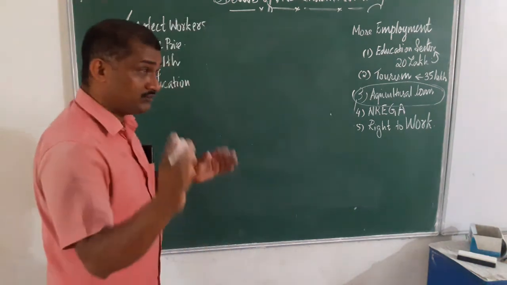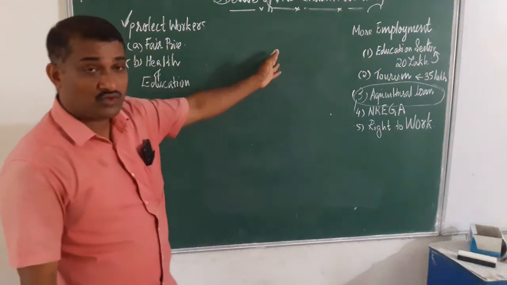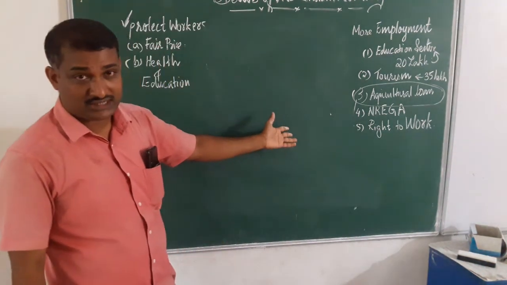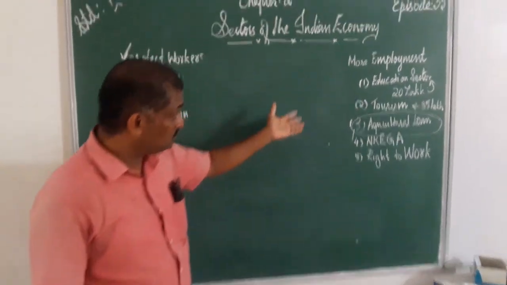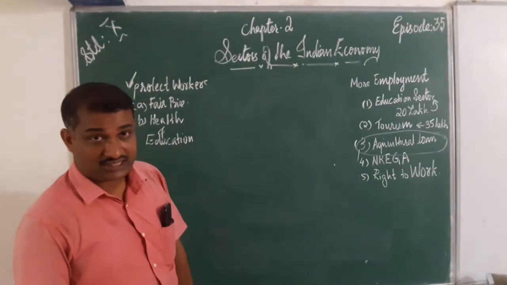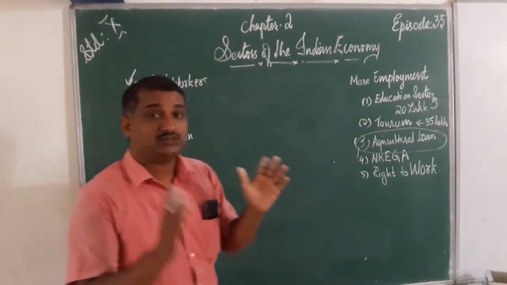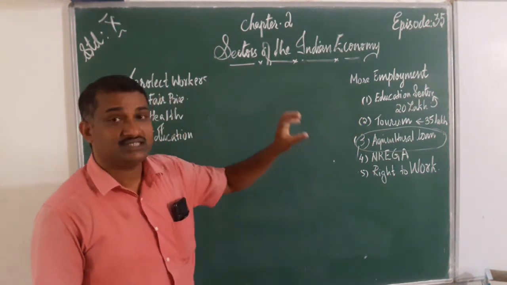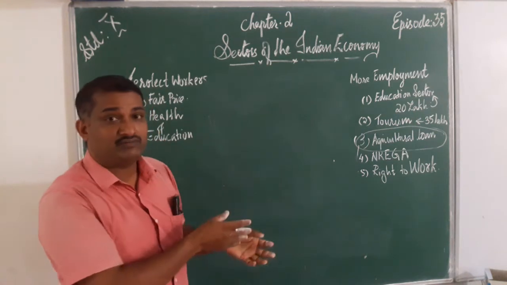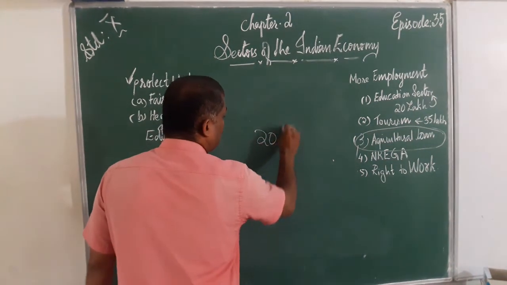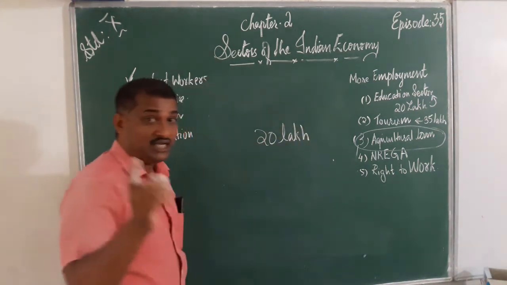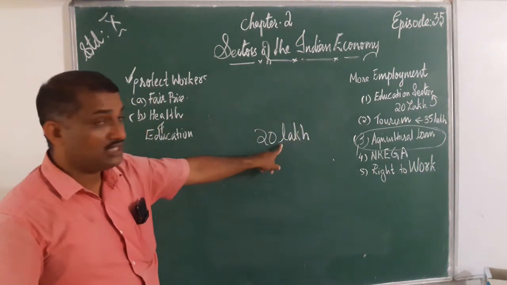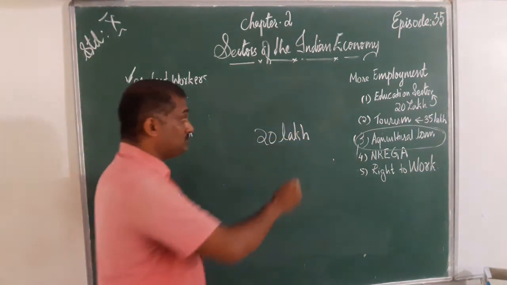Next time we will describe the organized sector and unorganized sector, the importance of each, then the problems related to the unorganized sector and the job security of the organized sector. Afterwards, I will explain how the government is providing more employment opportunities to the people. If your education is developed, definitely in the education sector itself, 20 lakh people will get jobs. If people get proper basic education, 20 lakh jobs can be provided in the education sector.